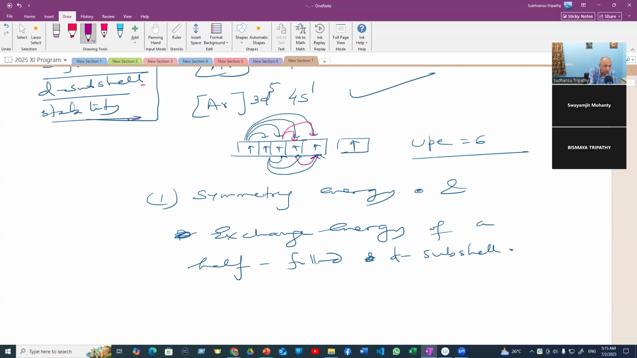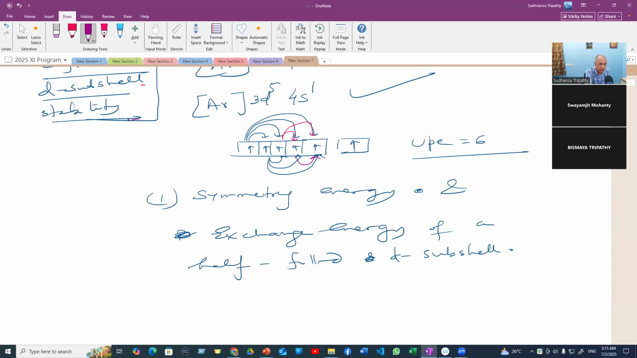If it is d4 and 4s2, then the number of exchanges will be less. So the more the number of exchanges between the d electrons, the more is the energy released. That is called the exchange energy.